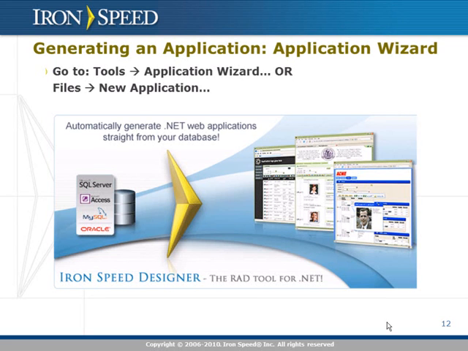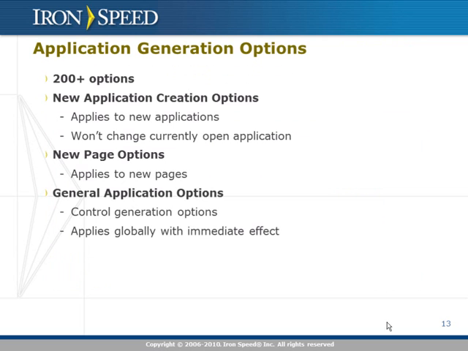First off, I want to explain to you that later on in this presentation I will give you a live demonstration of how the Application Wizard works. But first I'd like to advise you of the application generation options, and that's a part of the wizard, and it essentially has 200 plus options that you can pick from. Wow, that's a lot of options. That means you can do a lot of things with it.